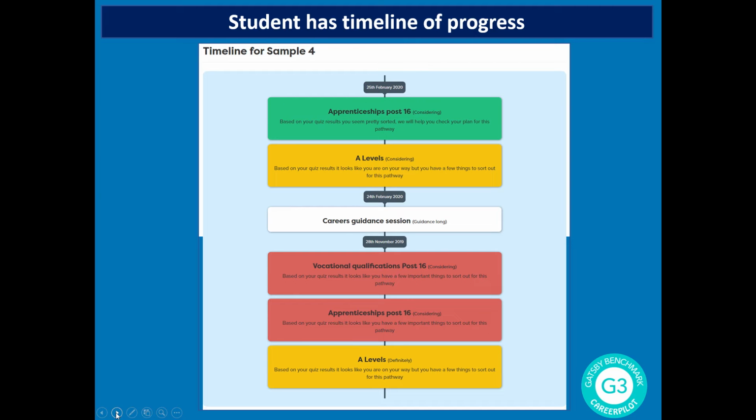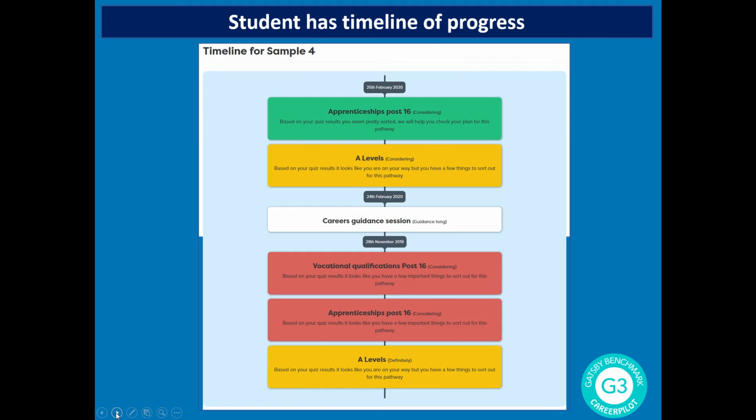So this is the timeline that I mentioned quite a few times. What students can see this and you can see this as well. What it means is on the 28th of November, the student did the pathway planner and there were 2 reds and an amber, if you like. And then that was looked at and they got given a long guidance session on the 24th of February.